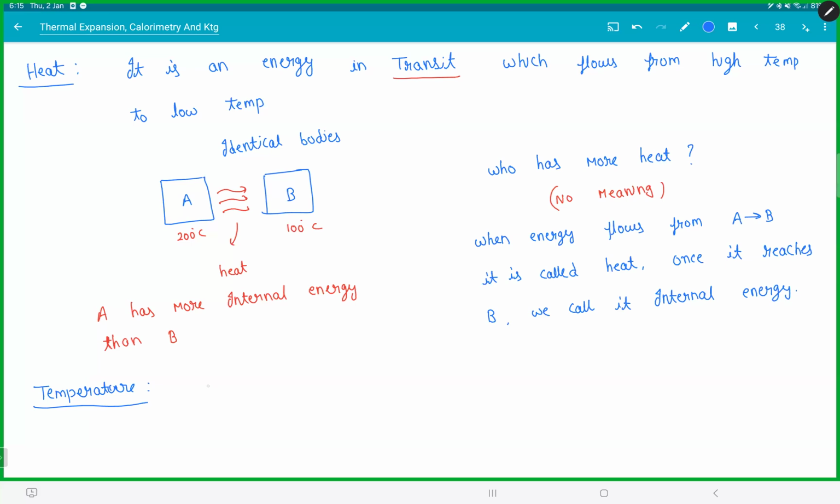So temperature is simply a property which decides the direction of heat flow. Look at the definition. What is heat? It flows due to temperature difference. What is temperature? It tells you how the heat flows. These are called circular definitions.